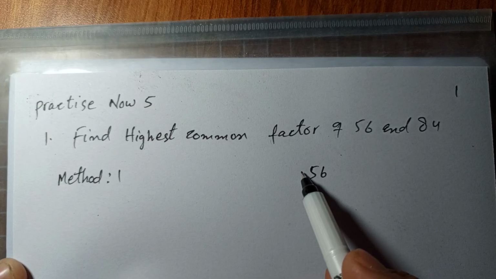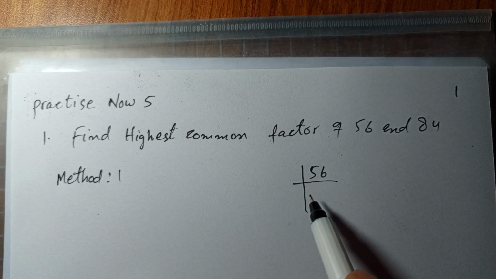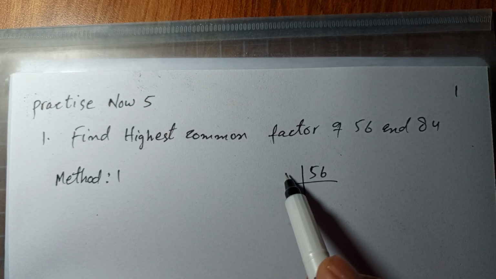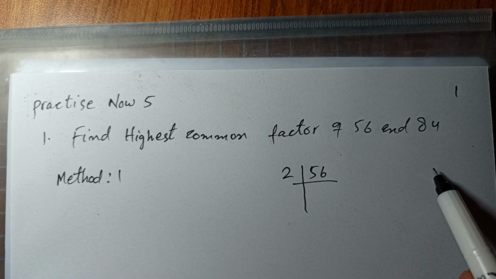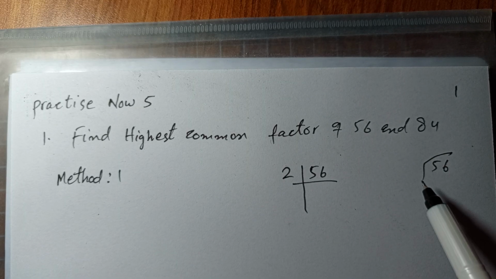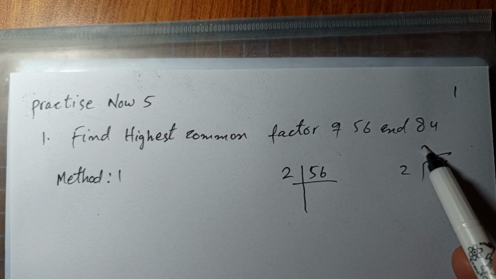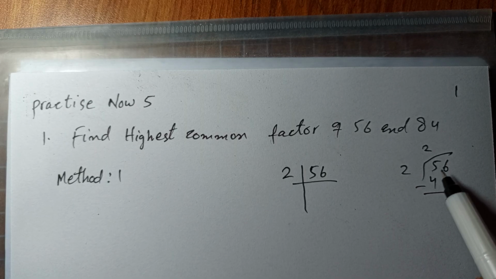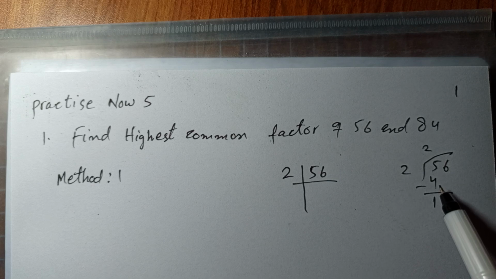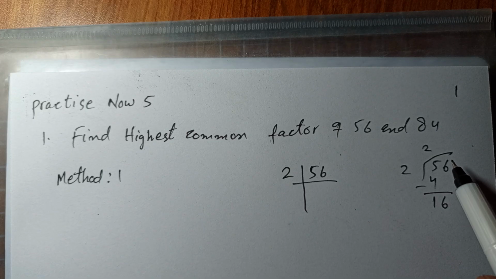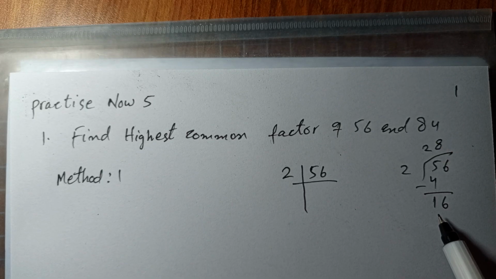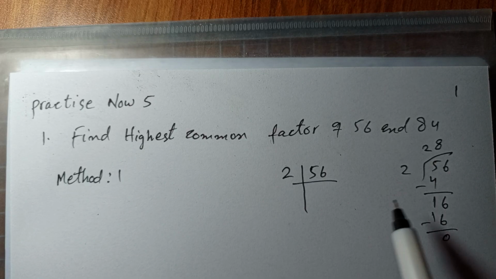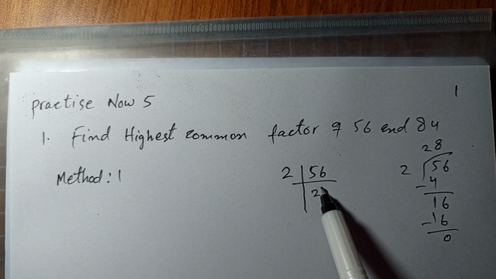56. First find the prime factors of 56. You know that 56 can be divided by prime number 2. So we will divide it by 2. When 56 is divided by 2, 2 2s are 4. 1 remainder from 5 subtract 4, you will get 1. Then 6 here. Now 2 8s are 16. Remainder is 0 here. 28 is our answer. We will write here 28.